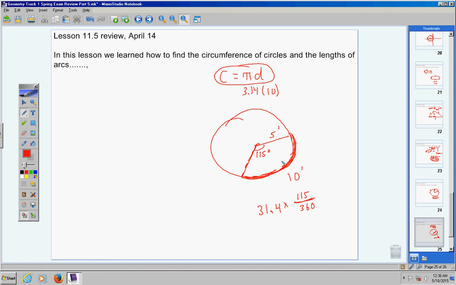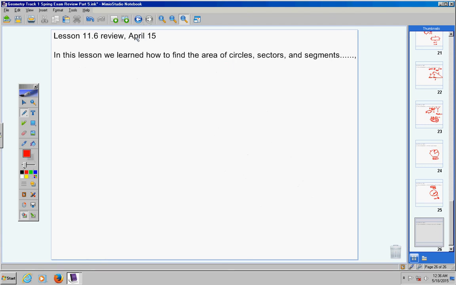Okay, alright, moving on to lesson 11.6. It's the last one. We got about 3 minutes to cover it, so here we go. How do you find the area of a circle? Pi r squared. Got it? Okay.